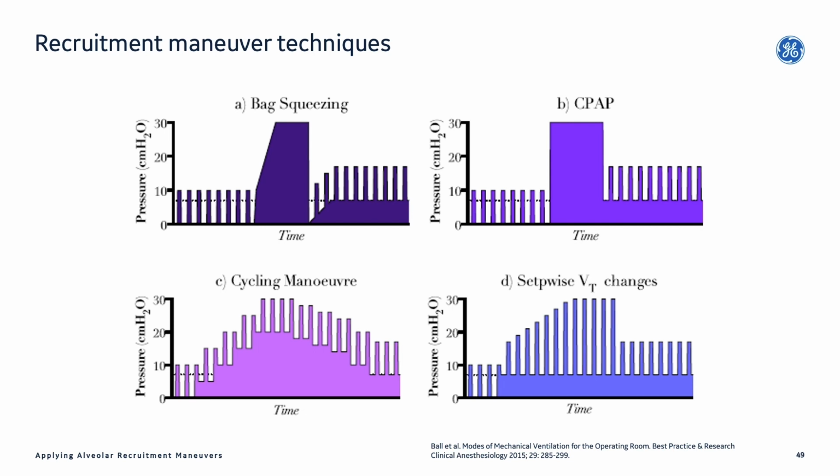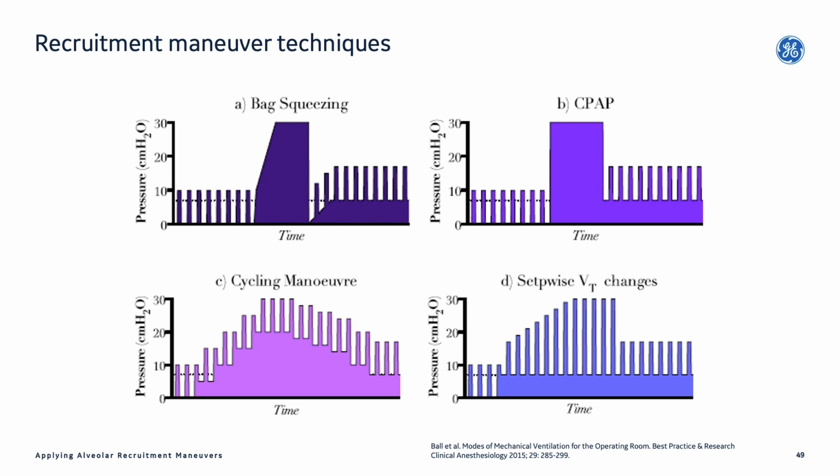It is similar to a bag squeezing technique in that a pressure is chosen, in this case 30 centimeters of water, and held for a period of time, usually 7 to 10 seconds is sufficient, before initiating the ventilation on the right side of the CPAP with increased PEEP. This technique is very similar to the bag squeezing, but it is done through the ventilator.